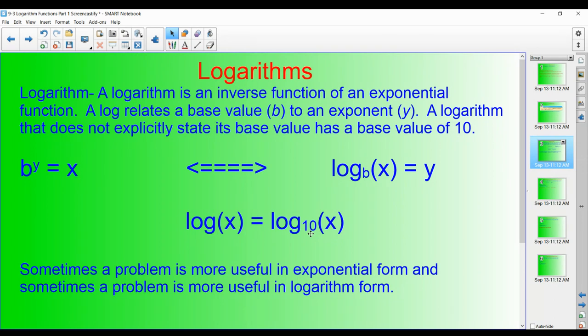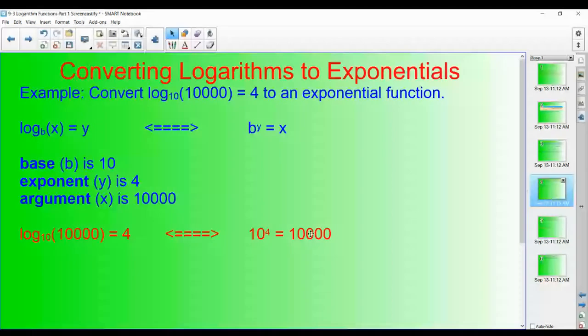So goal 1 is always, if it's in an exponential form, we may want to put it in a logarithm form. And if it's in a logarithm form, we may want to convert it to an exponential. So to convert log base 10 of 10,000 equals 4 to an exponential, the base is 10, the exponent is 4, so we have 10 to the 4th power equals 10,000. So both these equations are true statements. The log base 10 of 10,000 equals 4. You can put that in your calculator and check. You put log of 10,000, hit enter, you get 4. And same thing with 10 to the 4th, it gets you 10,000.